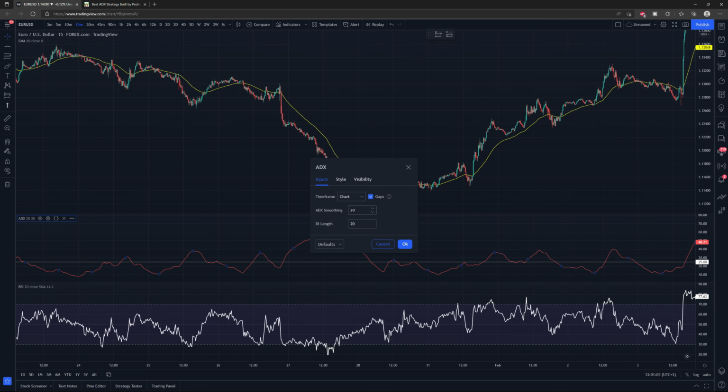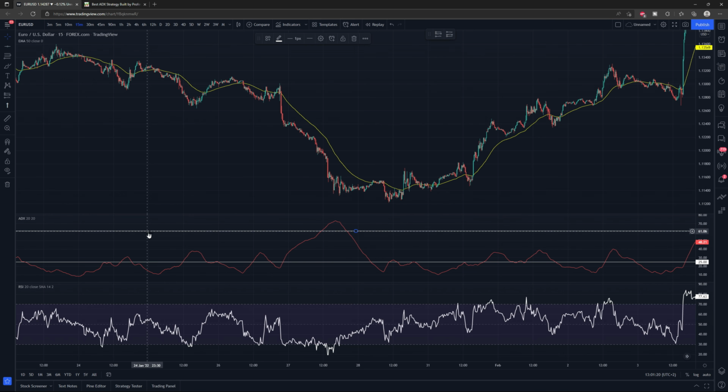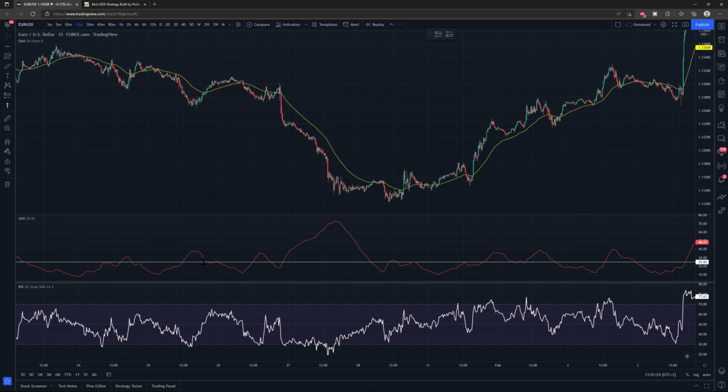Both the settings are set to 20. Default would have been 14. And I added a horizontal line at the 25 level because that's the level we're going to be using. To add the horizontal line, you can just go up to your TradingView tools here and click horizontal line, click it directly onto your ADX indicator, and it will pop on there. You can change the coordinates of it to 25.